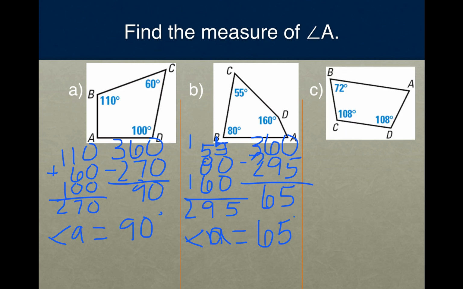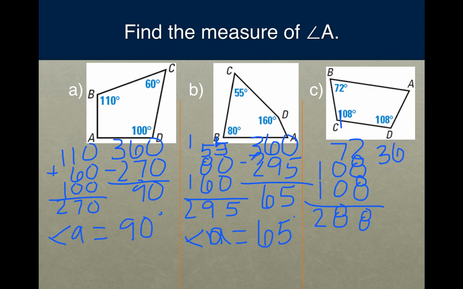Okay, I'm going to give you problem C. I want you all to pause the video right now. Try problem C on your own. Okay, now let's go over problem C. So the sum of my first 3 angles would be 72 plus 108 plus 108. Well, let's see. This is 18, carry the 1, 8, 288. So 360 minus 288 is 72. So angle A is equal to 72 degrees.